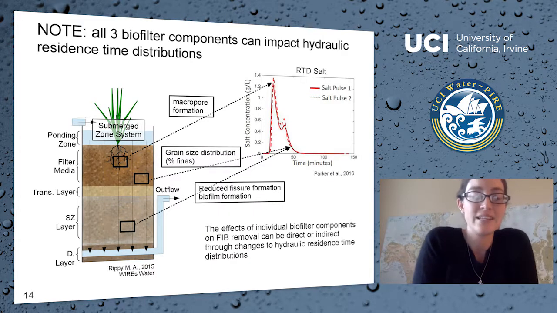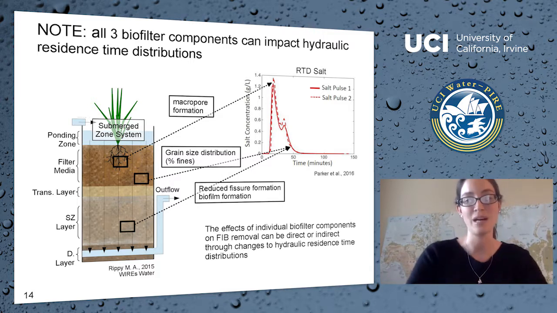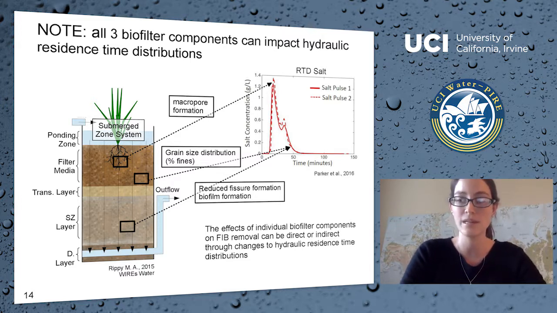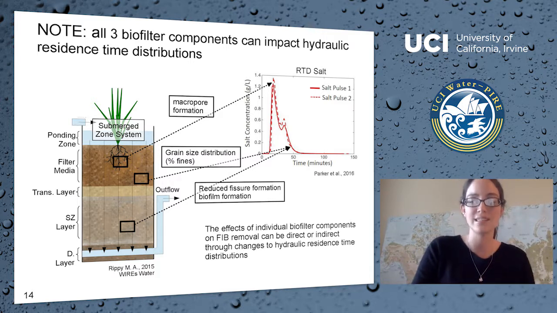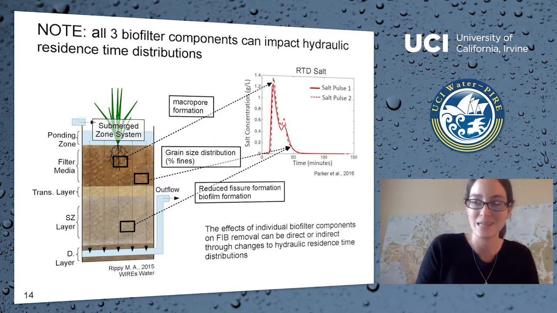The final thing I want to point out here, sort of moving on to slide 14, is that all three of these biofilter components can impact hydraulic residence time distributions. So I've shown an actual biofilter residence time distribution from a Parker et al. submitted manuscript, so it's not published yet. And you've got residence time in minutes on the x-axis and salt concentration, a conservative tracer concentration, on the y-axis. And I've got little arrows linking each of the different biofilter compartments to the residence time distribution.